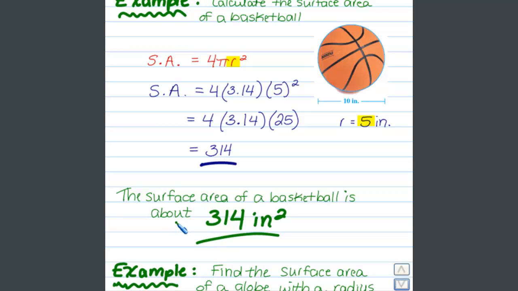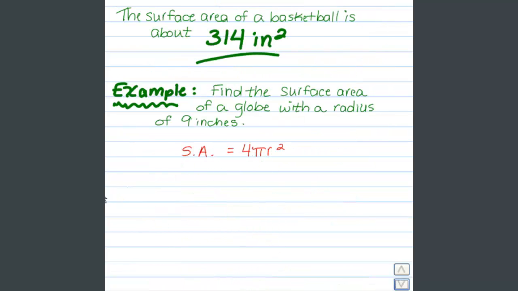It is about this because we did have to round off pi to 3.14, so our answer is a pretty close approximation. We've got another example here I want us to take a look at. Let's find the surface area of a globe. The globe has a radius of 9 inches. We'll start by substituting in 9 for our radius. We were given that the radius was 9 inches.